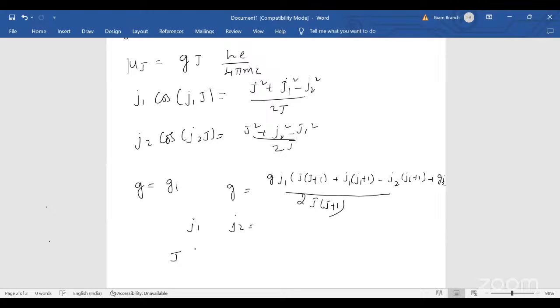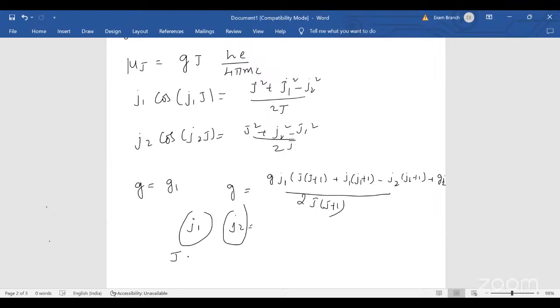We are studying a two electron system. So for each electron, J1 is the angular momentum of the first electron, J2 is the angular momentum of the second electron, and capital J is the total angular momentum of the system. That means the combination of all the electrons, J1 and J2. So this is how we can calculate JJ coupling for a two electron system.